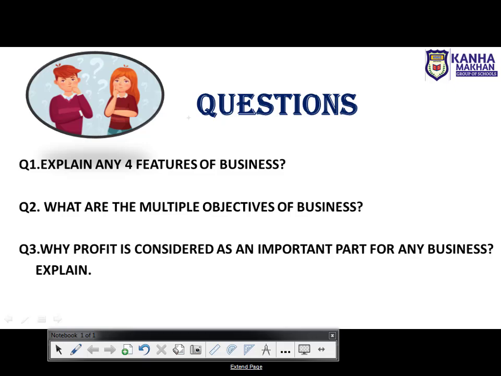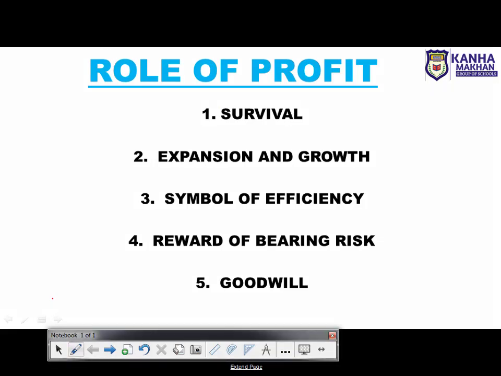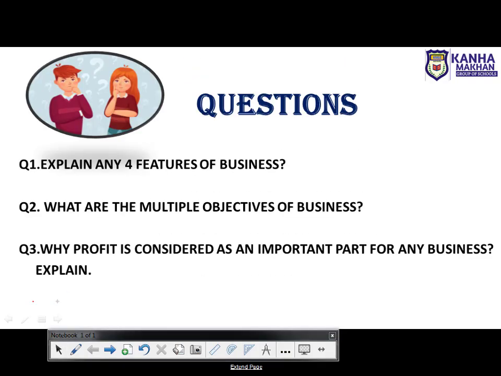Survival. Second one is expansion. Third one is symbol of efficiency. Fourth, reward, and the last one is goodwill, right? So students, with this your question part is also completed, right?